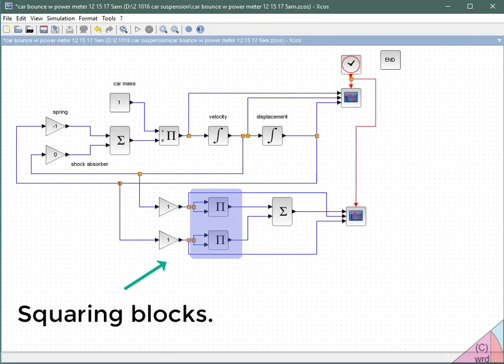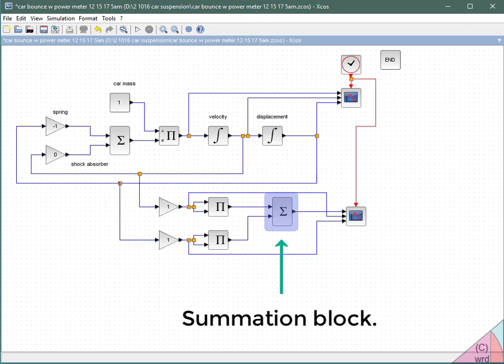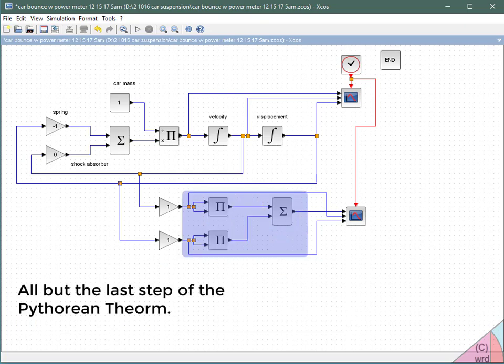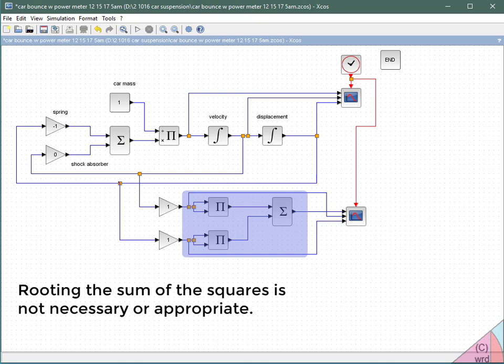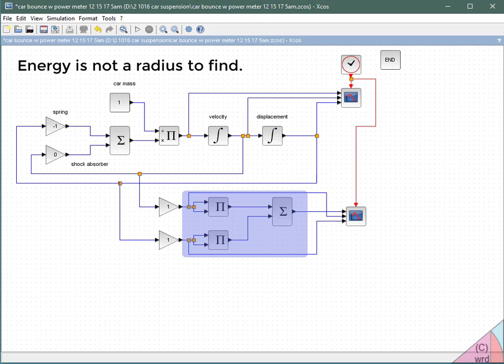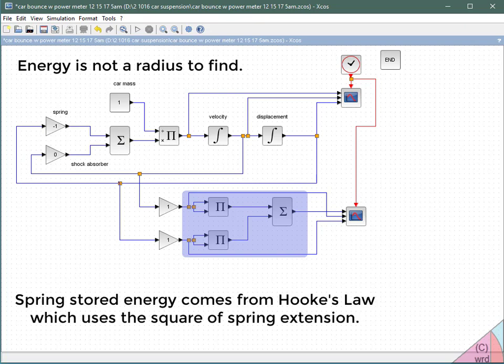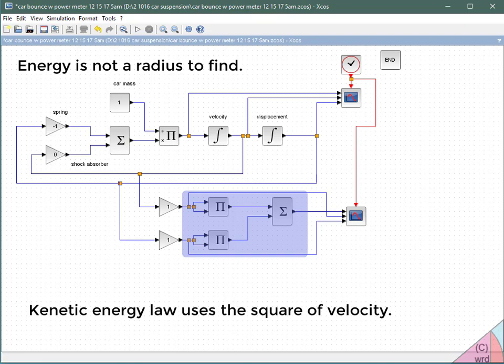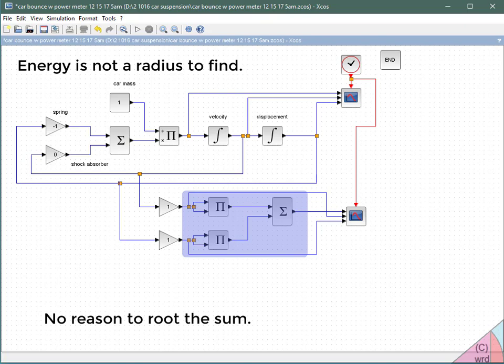Here are the squaring blocks. Here is the summation block. This is most of the Pythagorean theorem. What is missing is taking the square root of the sum of the squares. The reason we don't is that potential energy of spring position is proportional to the square of the length of forced expansion or compression. This is Hooke's law. The kinetic energy law requires that we square velocity. Square rooting the sum of the squares is not necessary or appropriate.